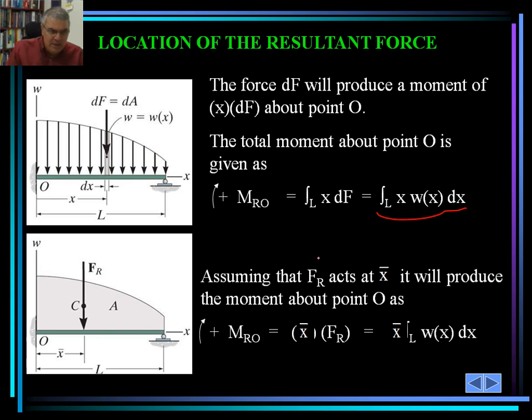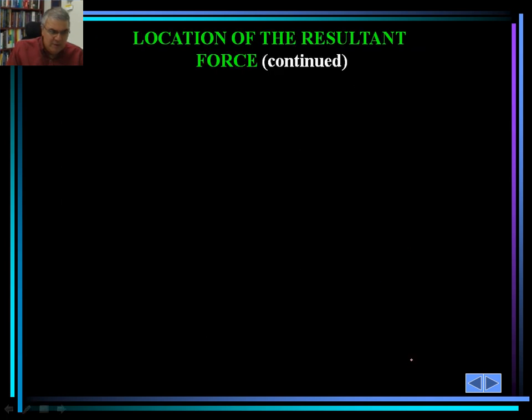So assuming that F sub r acts at x bar, it will produce the moment about point O as such, x bar multiplied by F sub r, and again we pretty much need to integrate over the entire length of L. x bar, so we take the x bar out since it's a constant number, then this should be an integral over the entire length of L, W sub x dx.